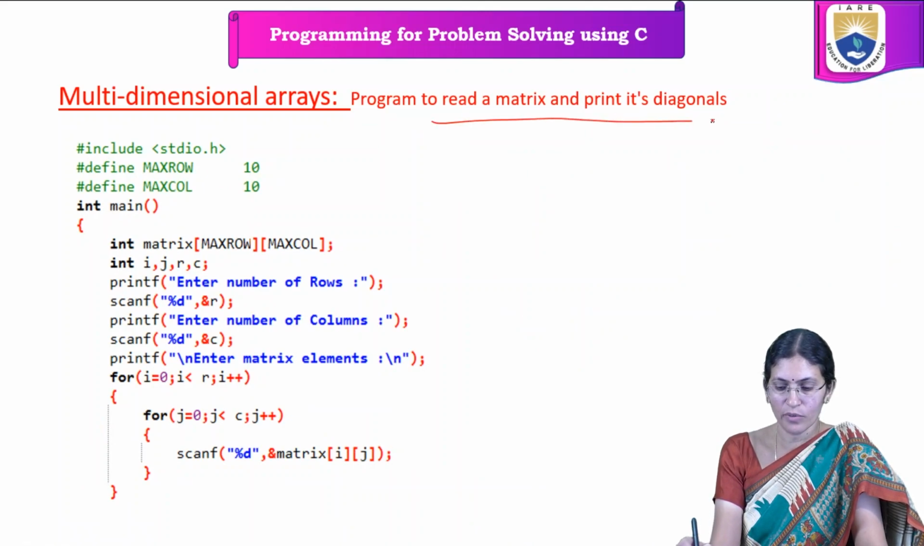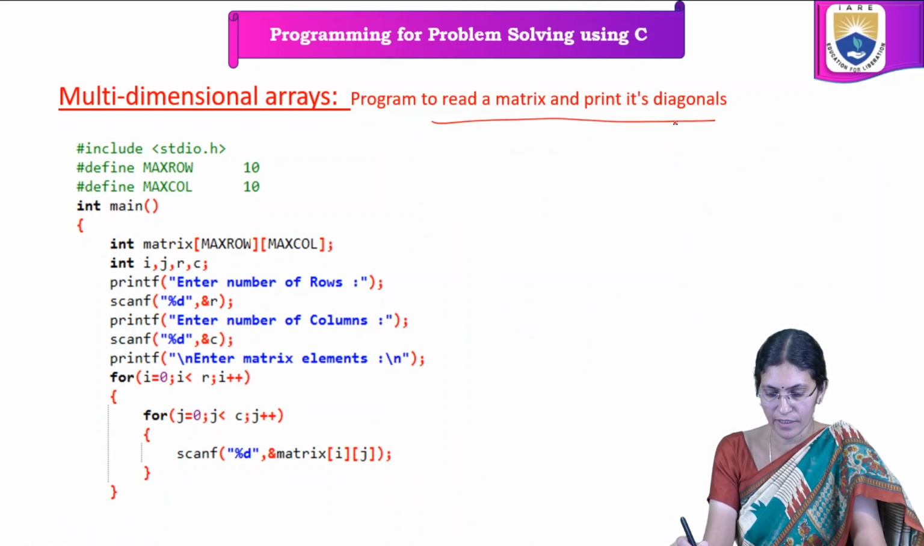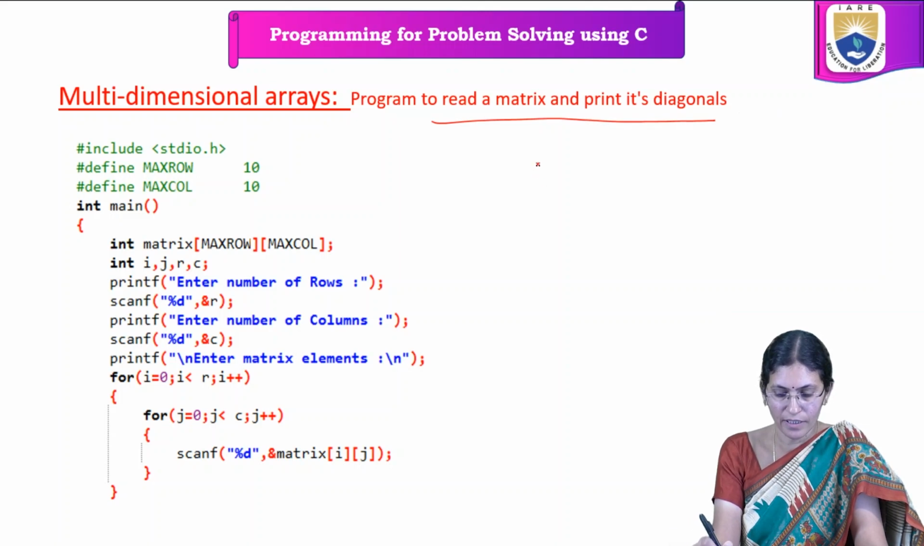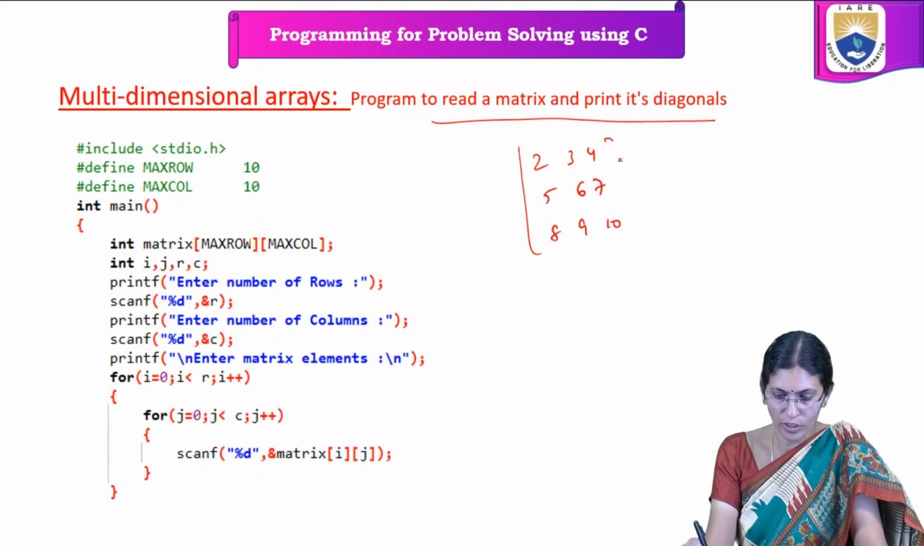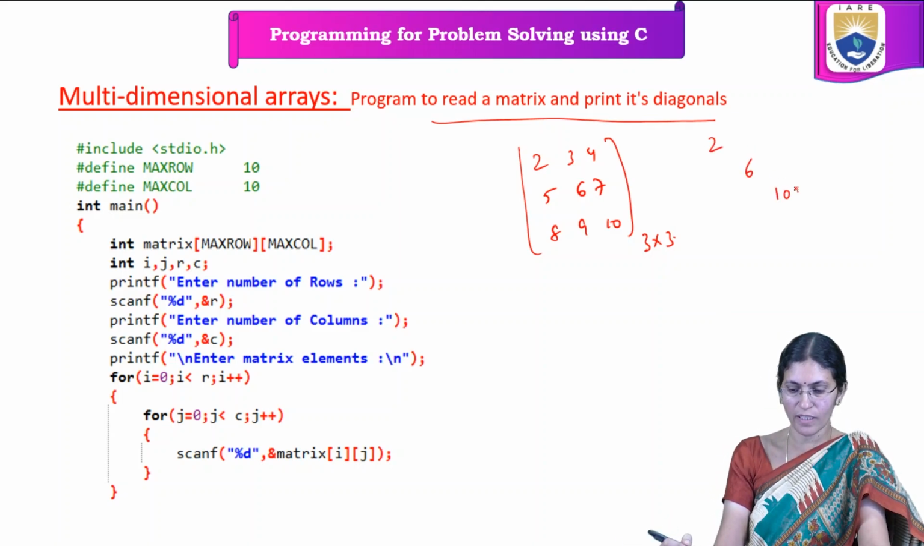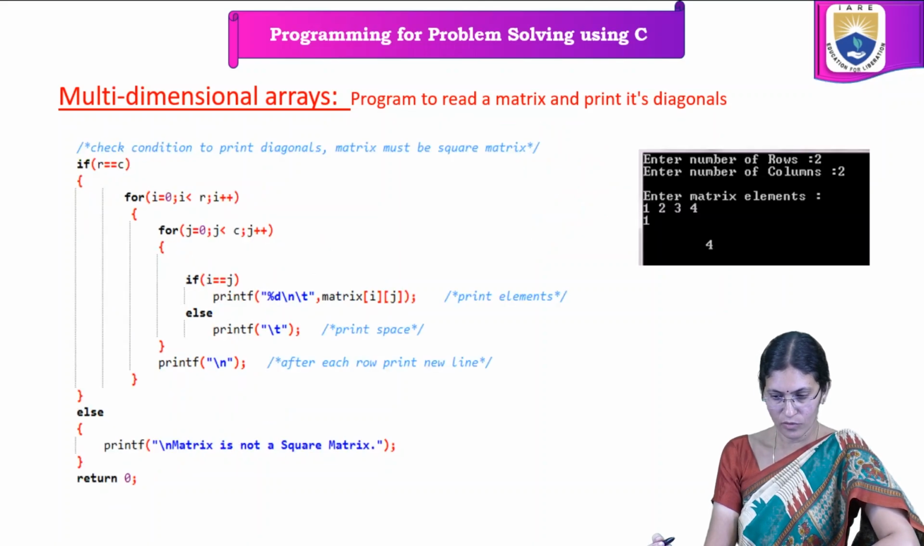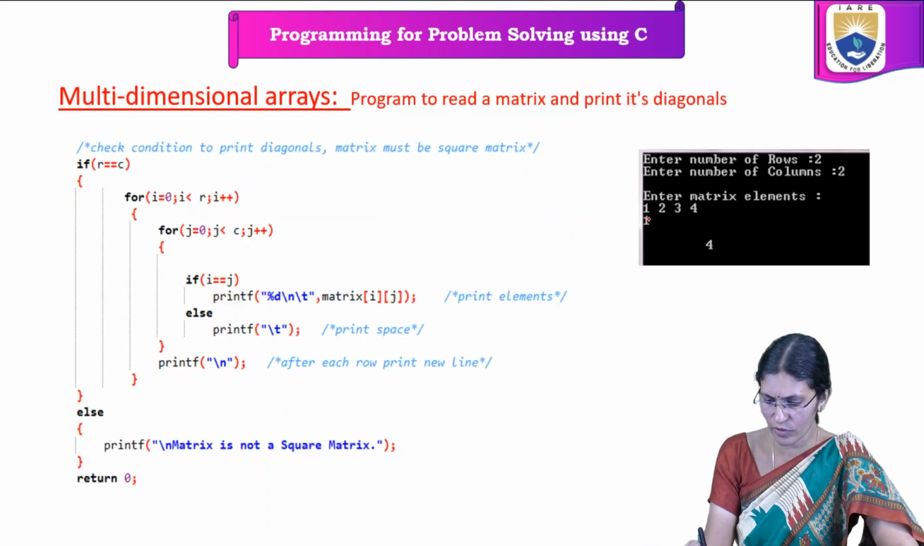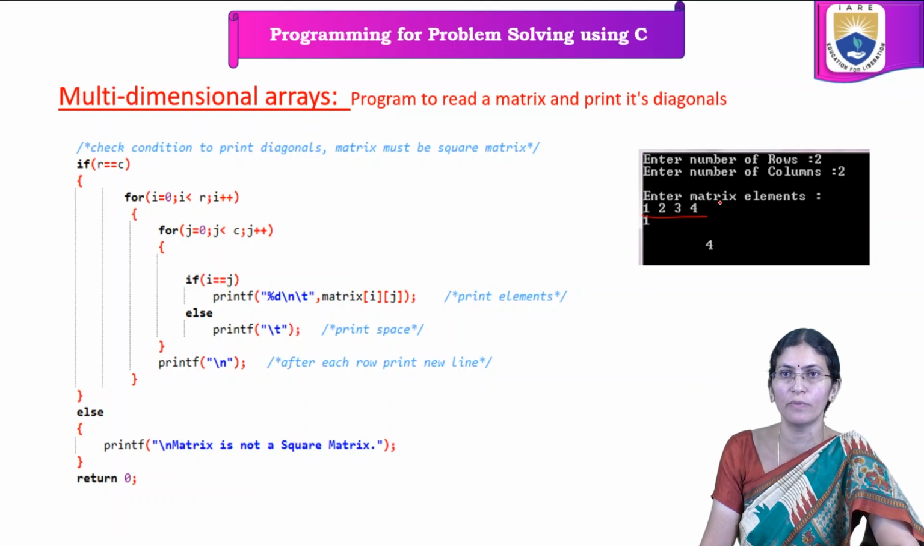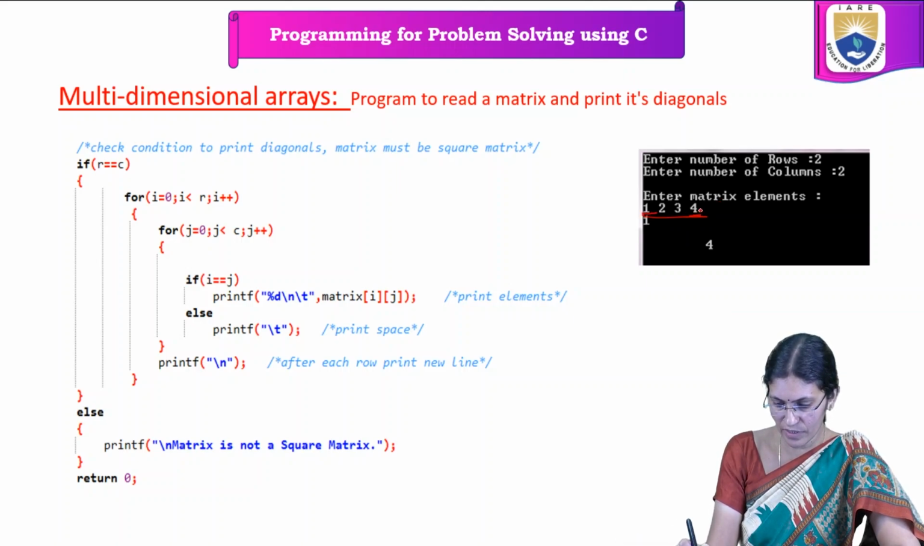Now this is a program to read a matrix and print its diagonal elements. Suppose we consider the same 3 by 3 matrix: 2, 3, 4, 5, 6, 7, 8, 9, 10. The diagonal elements are 2, 6 and 10. So these are the elements to be printed. For a square matrix, only the diagonal elements must be printed.